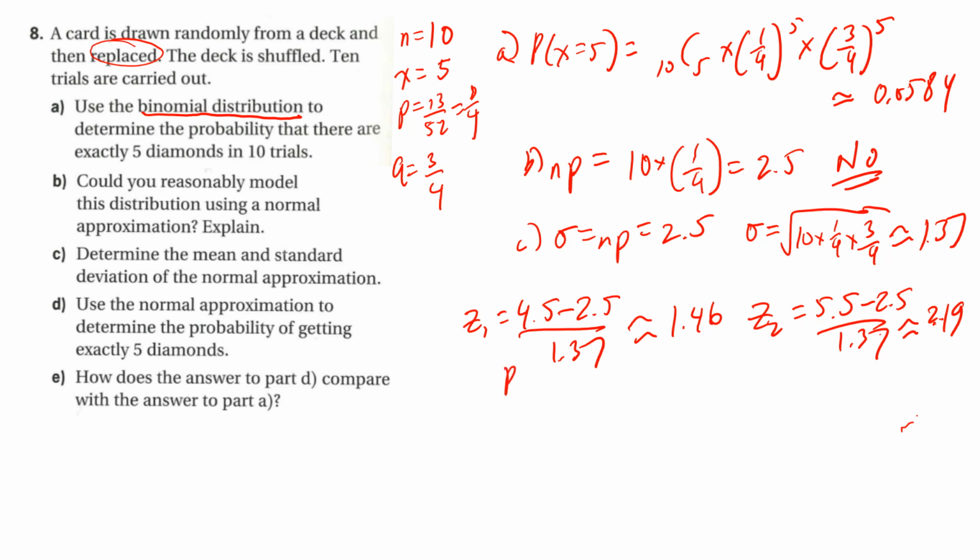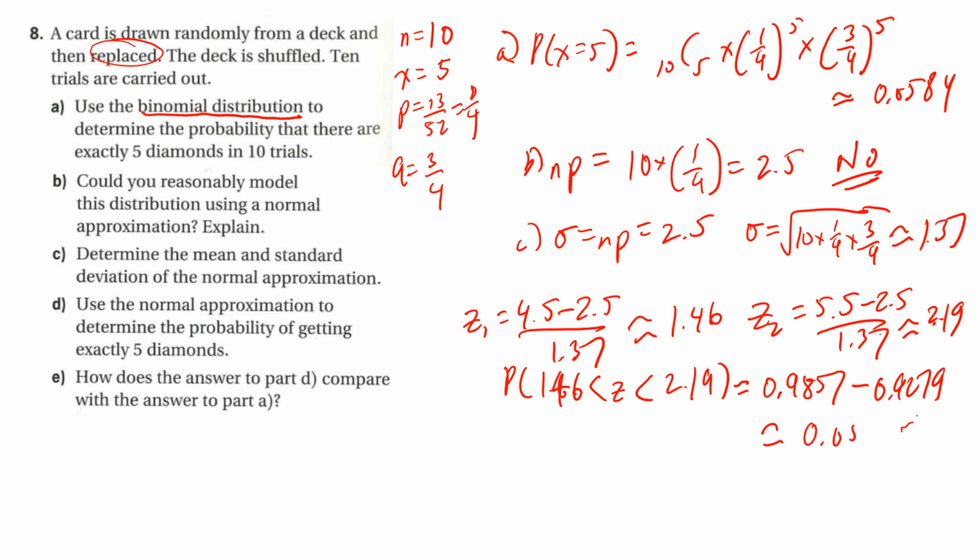Now if we look up our z-score table to calculate this probability, we are going to get 0.9857 minus 0.9279, which is 0.0578. So that's where the 0.0578 came from. We can see that they're still quite close, even though we didn't meet our NP and NQ criteria. They are still very close.